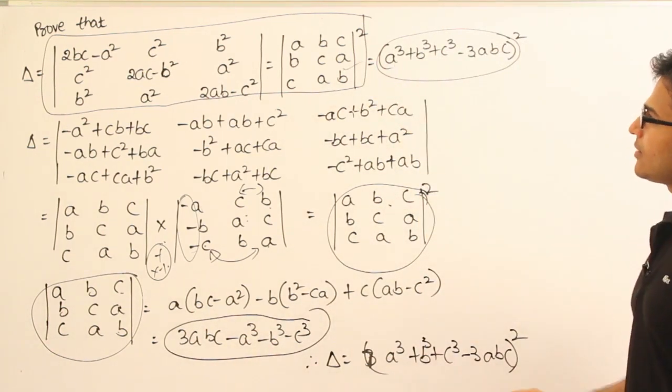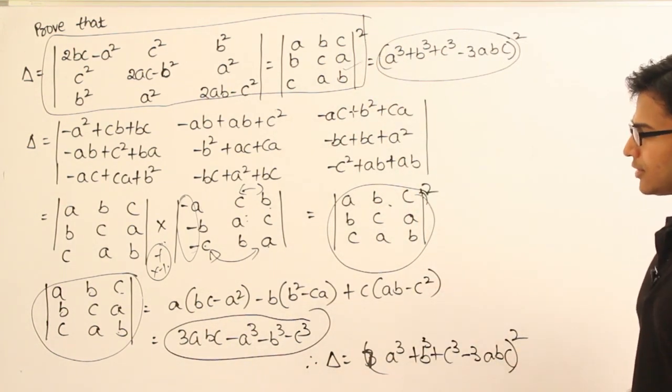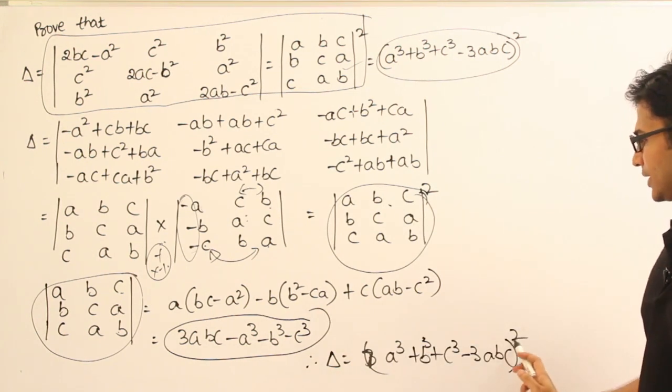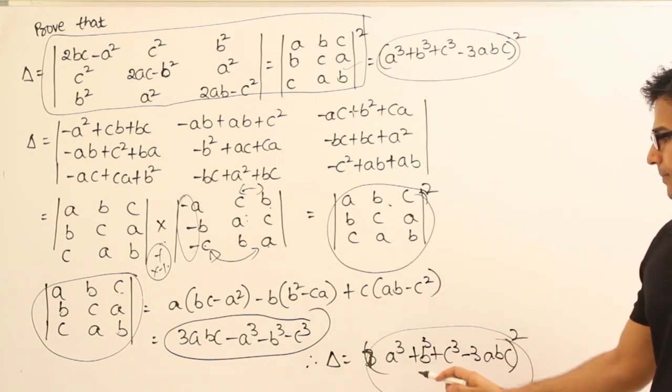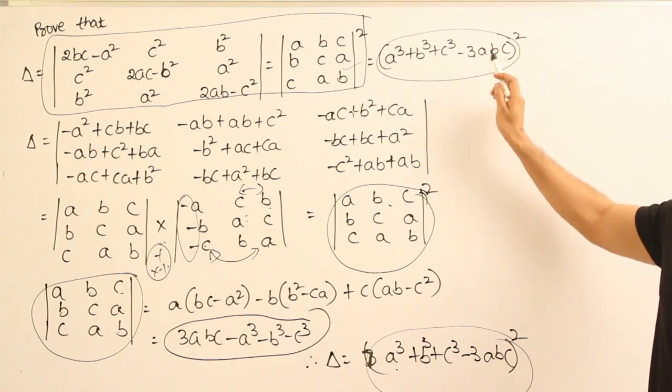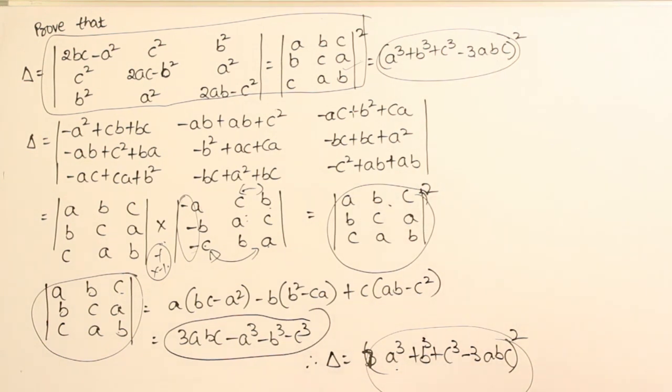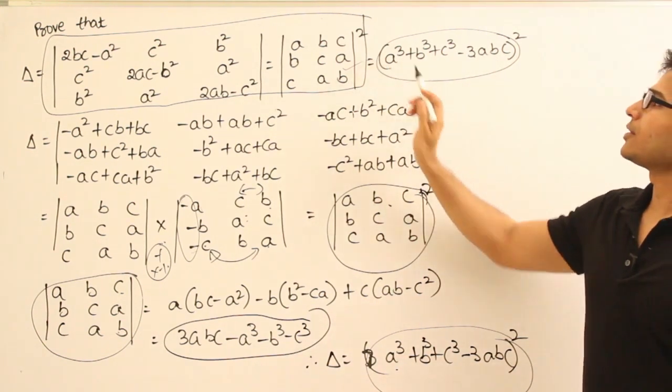Okay, and anyway we are going to square it, so when I square it, you can rewrite it like this. So this is what the answer is. Got it? So we have shown this part also.